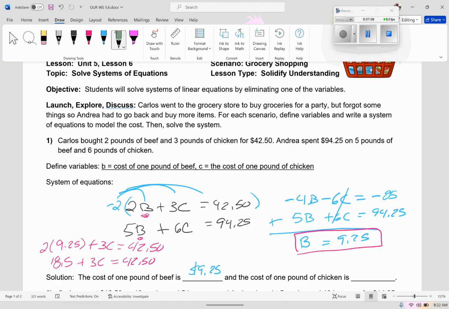Subtract 18.50 from both sides. Use a calculator. So 42.50 minus 18.50 is 24. So 3c equals 24. Divide both sides by 3. So c is equal to 8. So chicken is $8 for a pound.